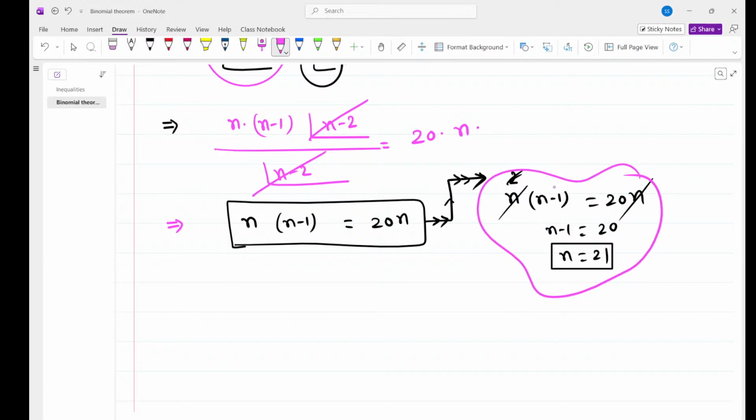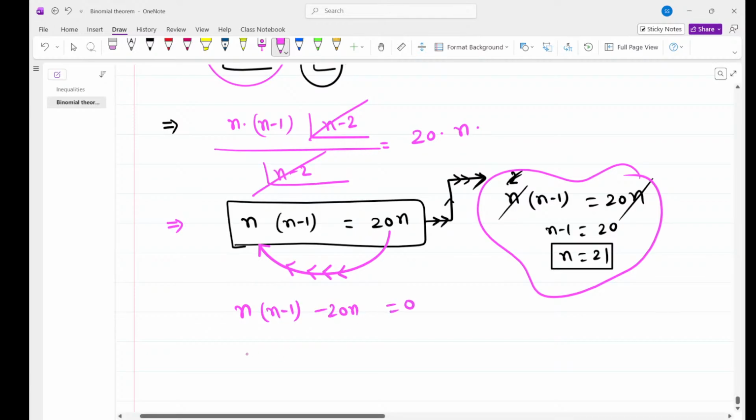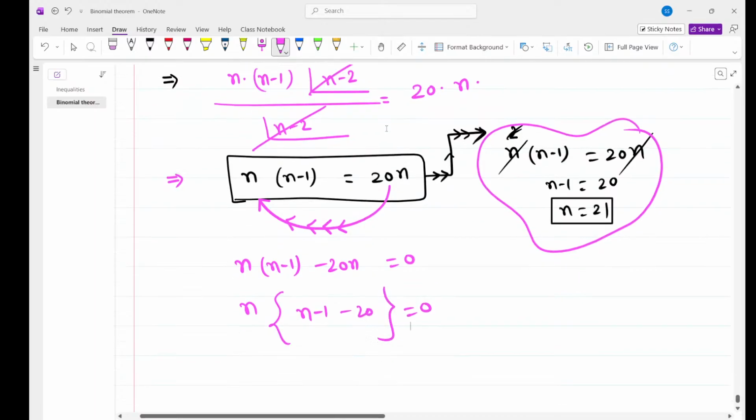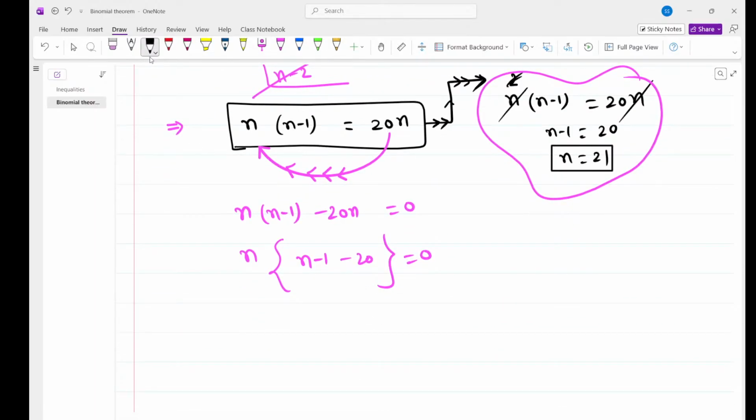Because if I recommend this one right now, when it becomes a critical step, at that time I will say to you, no, no, this is correct, this is incorrect. So every time you have to follow the correct rule. So I will do it in this manner. n into n minus 1 minus 20n should be equal to 0. n should be taken as common. So n minus 1 minus 20 should be equal to 0. This gives you a good impression on your examiner also.